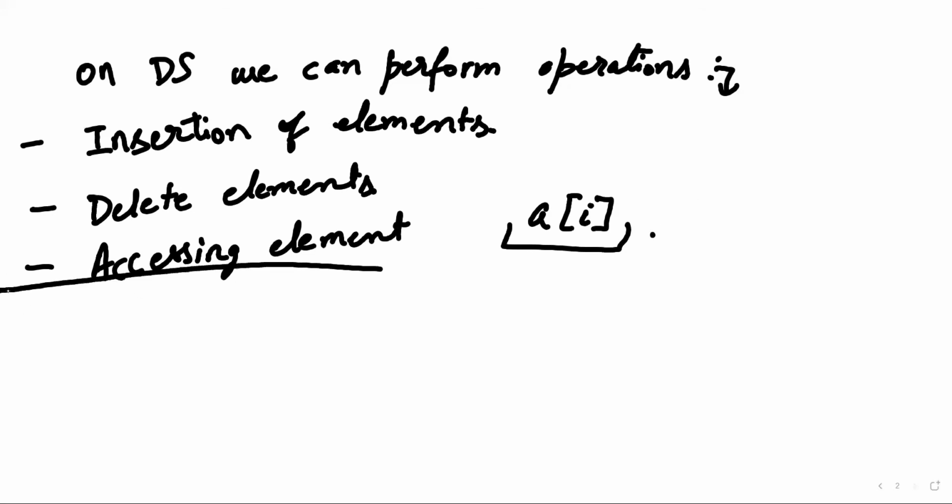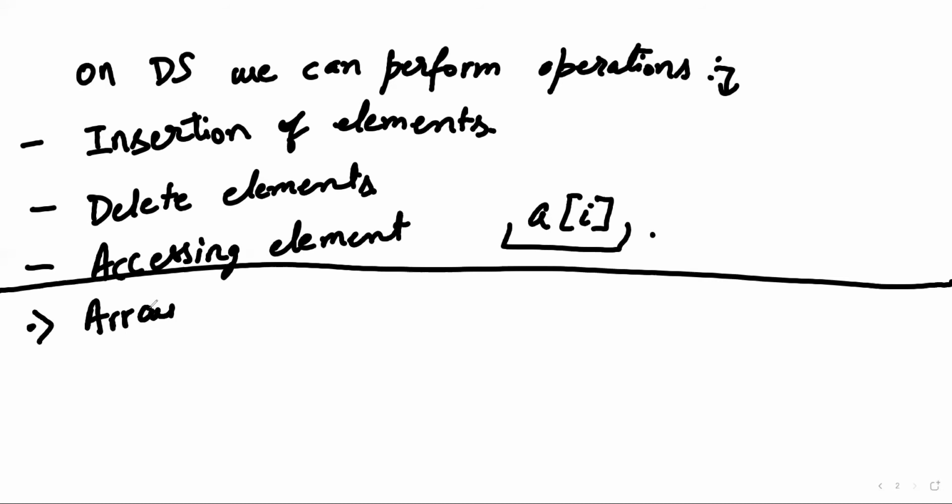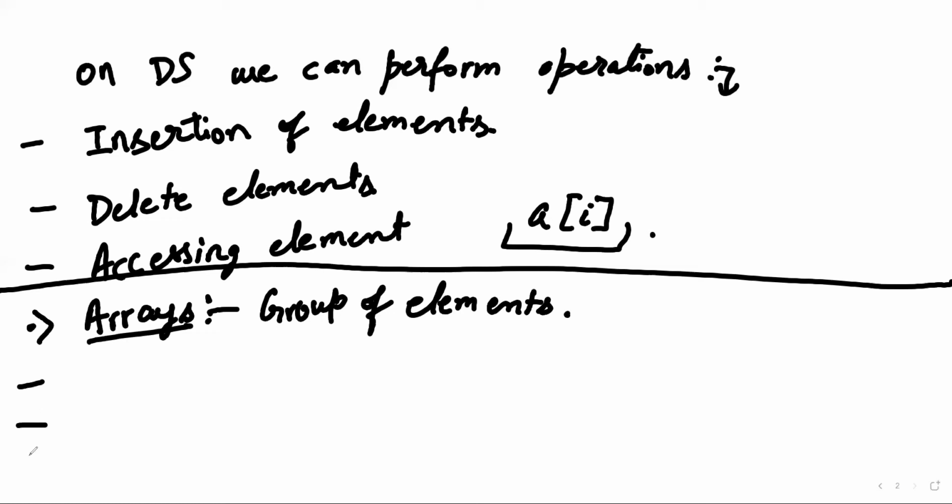So that's pretty much all about what data structures are. Let's start with today's data structure, which is array. There are a few rules which define an array. First, an array is a group of elements which are stored in a continuous chunk of memory. So it is a group of elements which follow the following conditions.